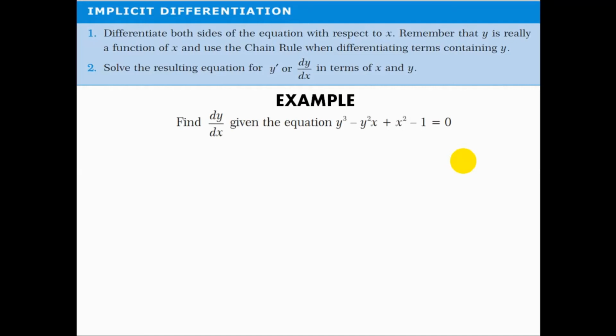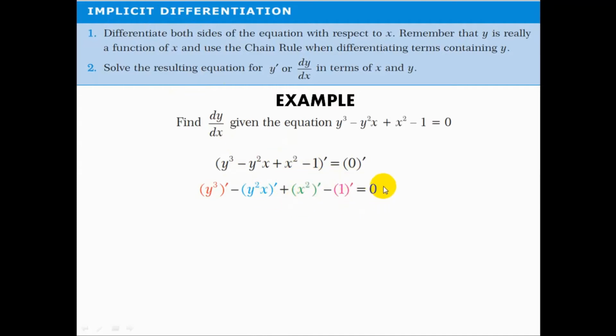Let's see the example. Find dy over dx given the equation y to the power of 3 minus y squared times x plus x squared minus 1 equals 0. Here we must differentiate both sides, okay? And then we can differentiate term by term: the derivative of y cubed, y squared times x, x squared, 1, and 0.